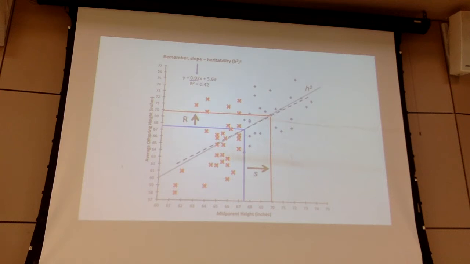Pardon? 2.22. Maybe I calculated it wrong. I don't have a phone because mine died. It's 2.22? Okay. So then we get our response. 2.22. And the response is also in those same units, right? So we predict that our offspring in this following generation will be 2.22 inches taller.